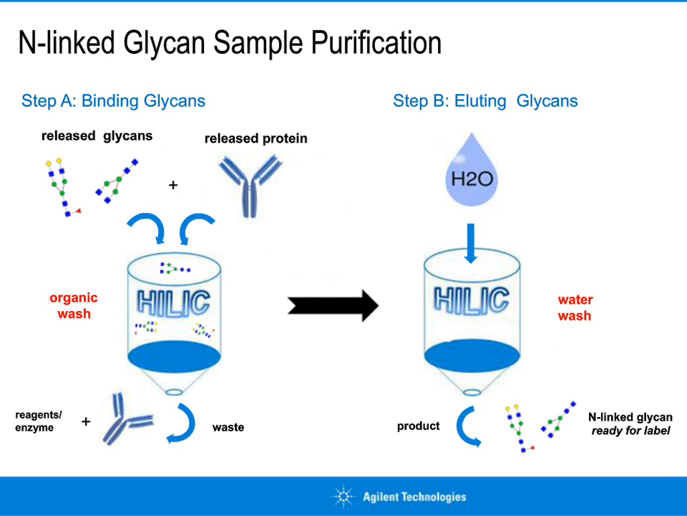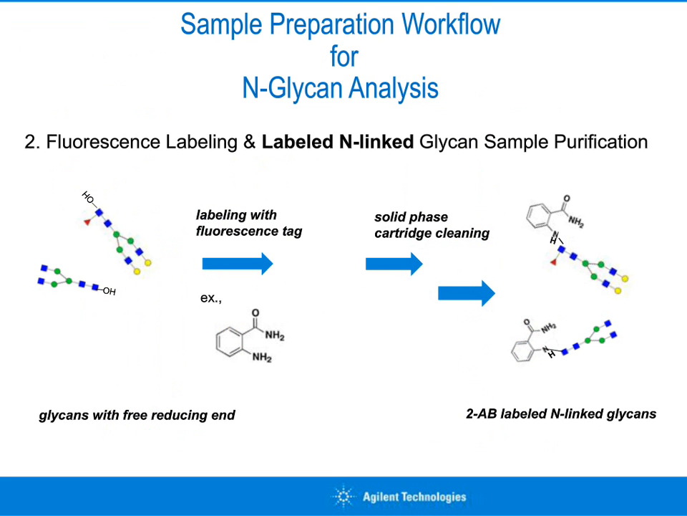The second part of sample preparation for N-glycan profiling is fluorescence labeling of the isolated glycans from deglycosylation, followed again by solid phase cartridge cleaning steps. You'll see, too, that these steps are nearly similar to the deglycosylation cleaning steps. The first part of fluorescent labeling or tagging involves a chemical reaction between the glycans and the fluorescence tag. After tagging, the glycans, the residual dye, and the reaction components from the labeling reaction need to be removed.